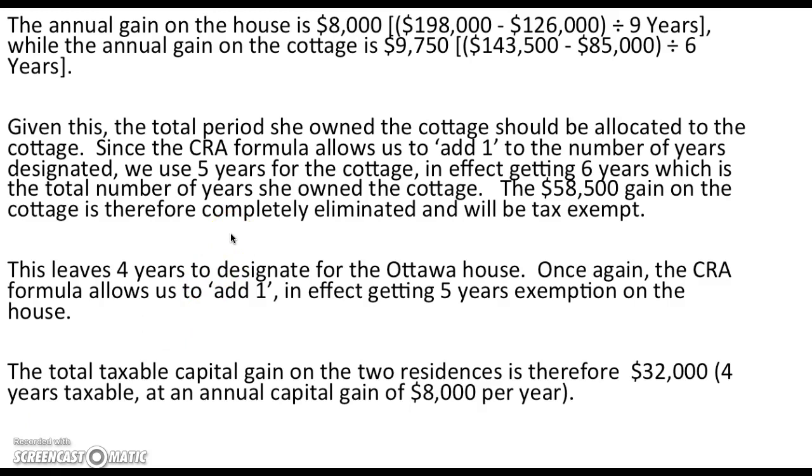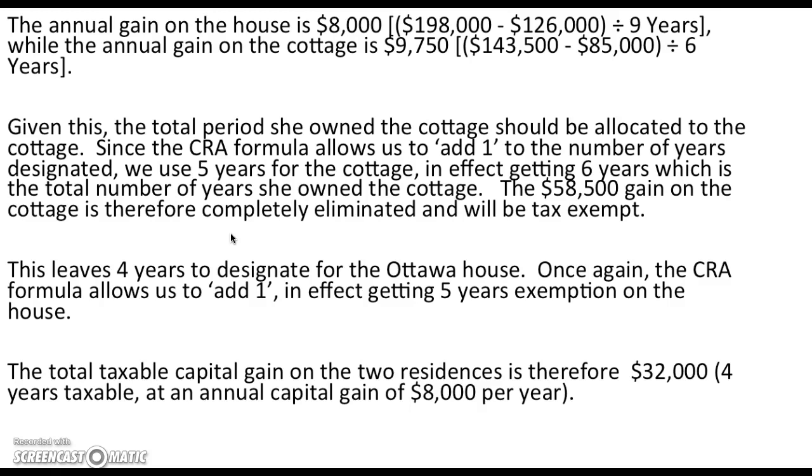So to summarize, the annual gain on the house is $8,000, calculated as 198 minus 126 divided by the 9 years that she owned that property, while the annual gain on the cottage is $9,750, which was calculated as 143 minus 85 divided by the 6 years she owned that property. So given this, the total period she owned the cottage should be allocated to the cottage.